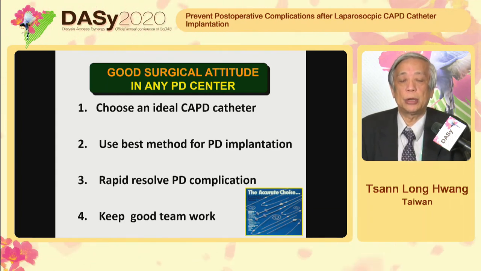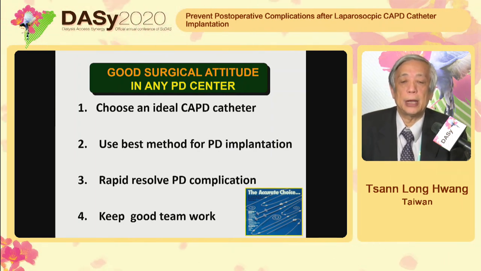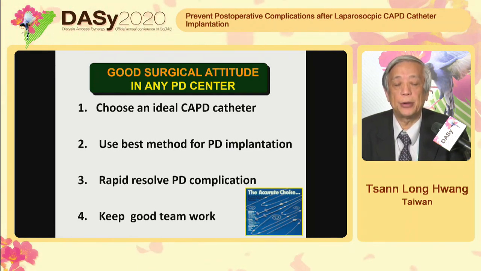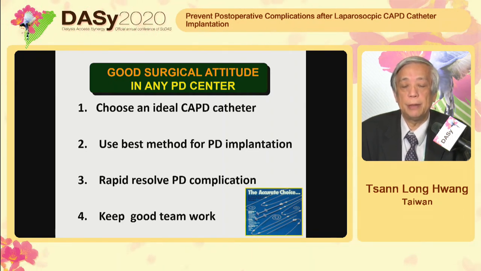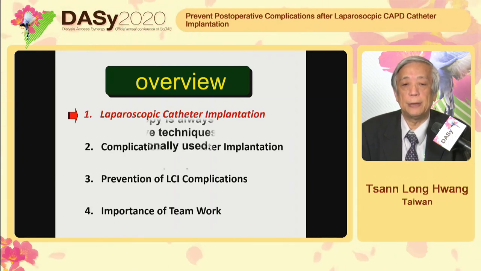So we should consider the most perfect criteria. First, we should choose the ideal CAPD catheter. The second is to use a good method for PD implantation. The third is to rapidly resolve PD complications. And the last is to keep very well-organized teamwork to let the CAPD program achieve perfection. My talk includes four parts. The first is a short introduction to laparoscopic catheter implantation.